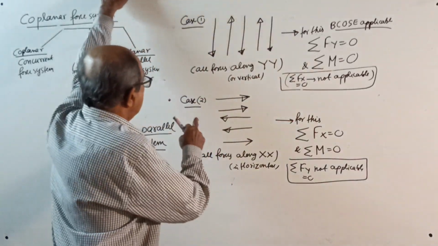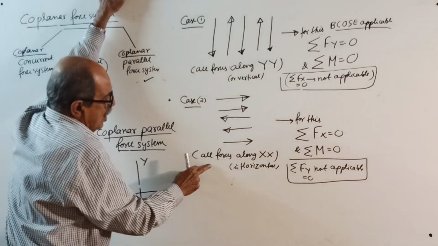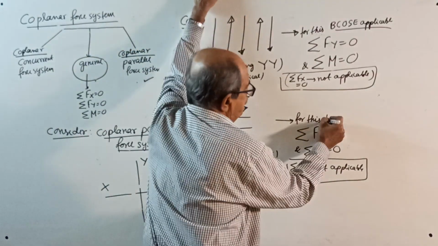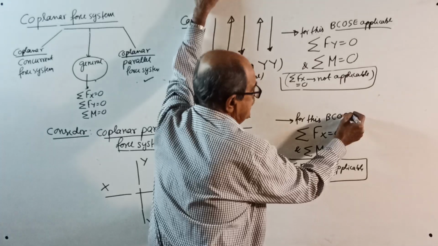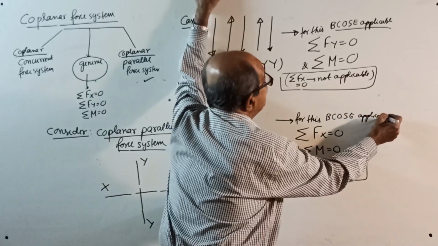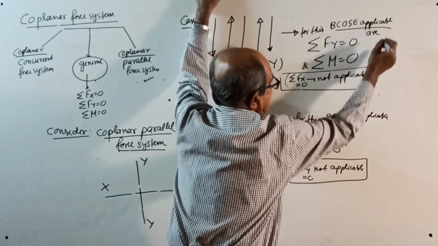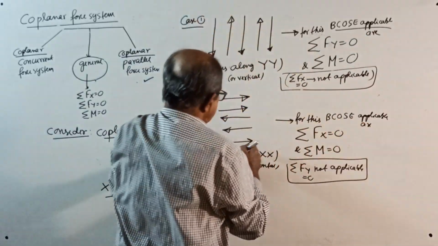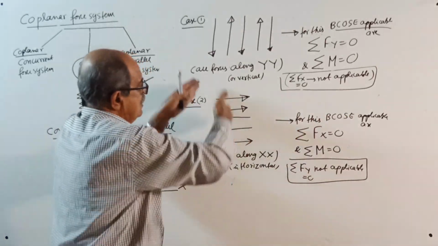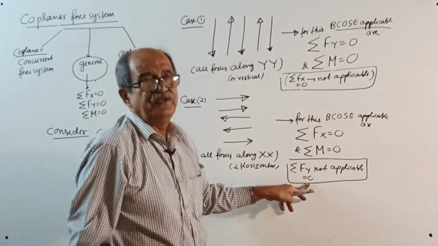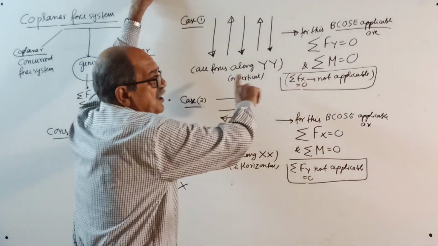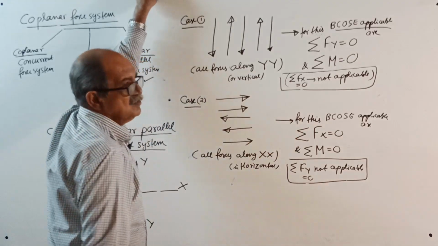Okay, now case 2, this way. All forces along x, x. I don't have to explain. For this, the basic conditions of static equilibrium applicable are sigma Fx equals 0, or sigma H equals 0. Sigma Fy equals 0, or sigma V equals 0, is not applicable. Then there will be no rotation, sigma M equals 0.